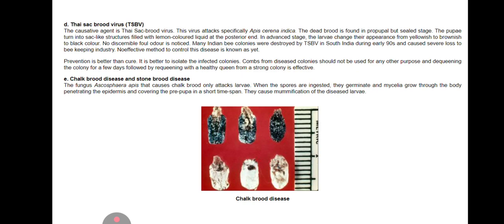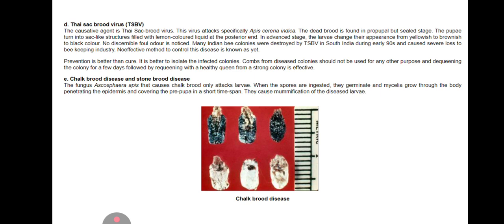Thai sac brood virus attacks specifically Apis cerana indica. The dead brood is found in the prepupal and sealed stage. The pupae turn into a sac-like structure filled with lemon-colored liquid at the posterior end. In the advanced stage, the larvae change their appearance from yellowish to brownish to black color.